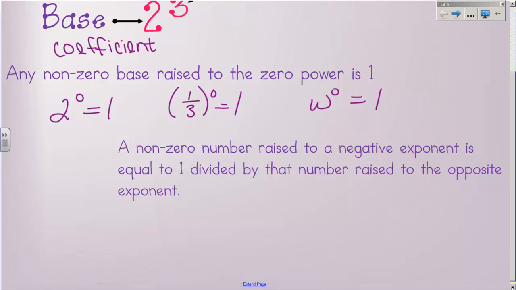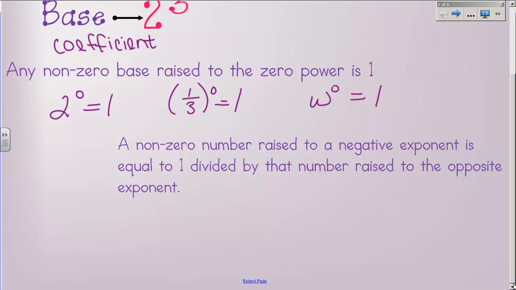The other rule is any non-zero number raised to a negative exponent is equal to 1 divided by that number raised to the opposite exponent. In other words, if I have this as my problem, 5 to the negative 3 power, that is the same thing as saying 1 over 5 to the positive 3 power. I took this 5 to the negative 3, moved it to the denominator, and made the exponent positive. That's going to be the important thing.